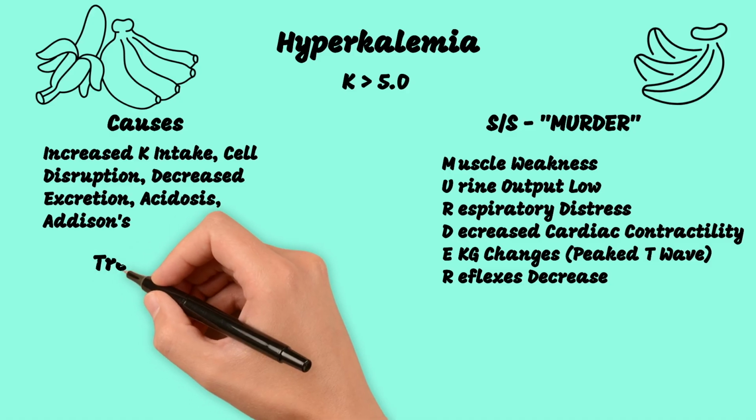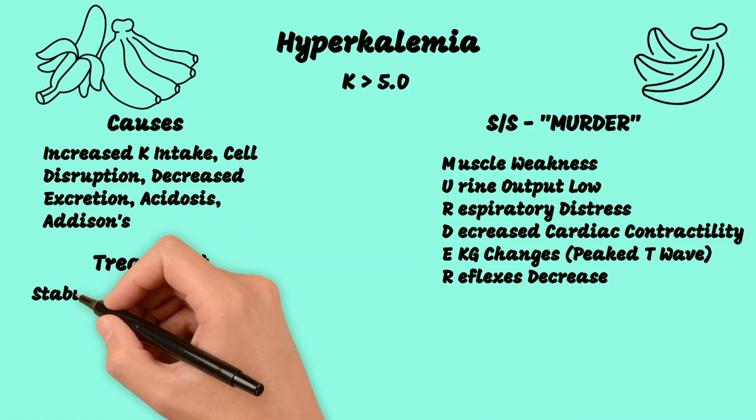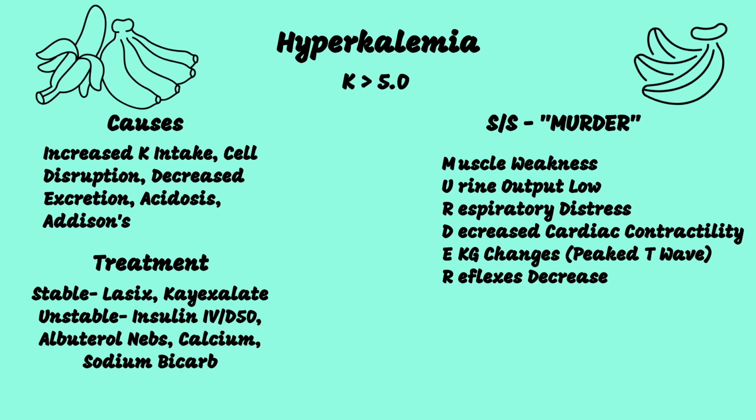Treatments for hyperkalemia depend on patient stability. If your patient's stable, we may give things like Lasix or Kayexalate, and that pulls the excretion of potassium straight out of the body and gets rid of it. If your patient's unstable, having EKG changes, altered mental status, we may give things like insulin, D50, albuterol nebs, calcium, and sodium bicarb to buy us time until we can fix that potassium level through things like hemodialysis.